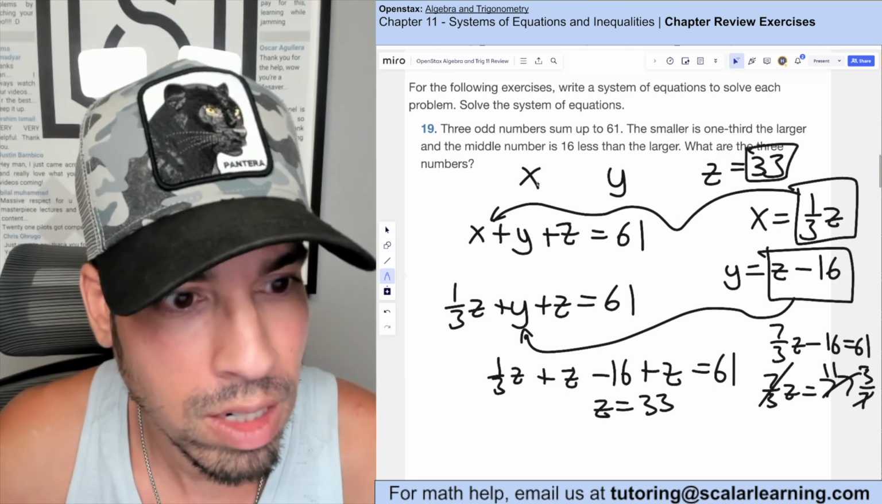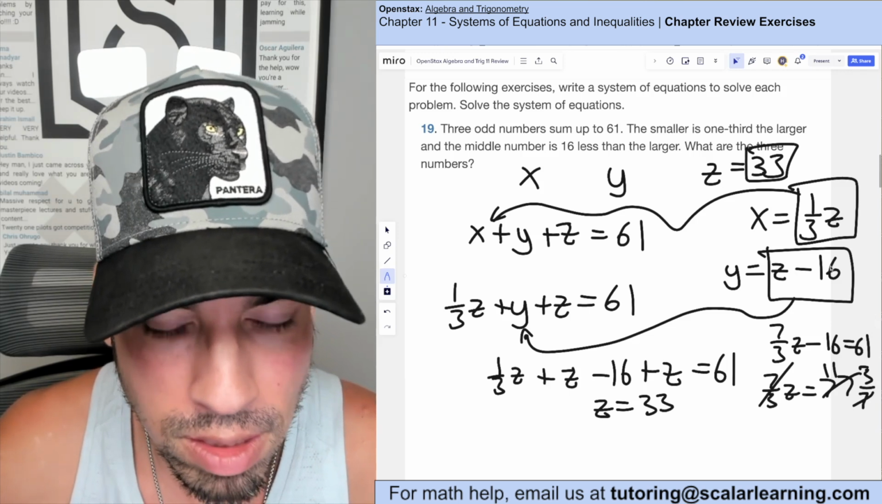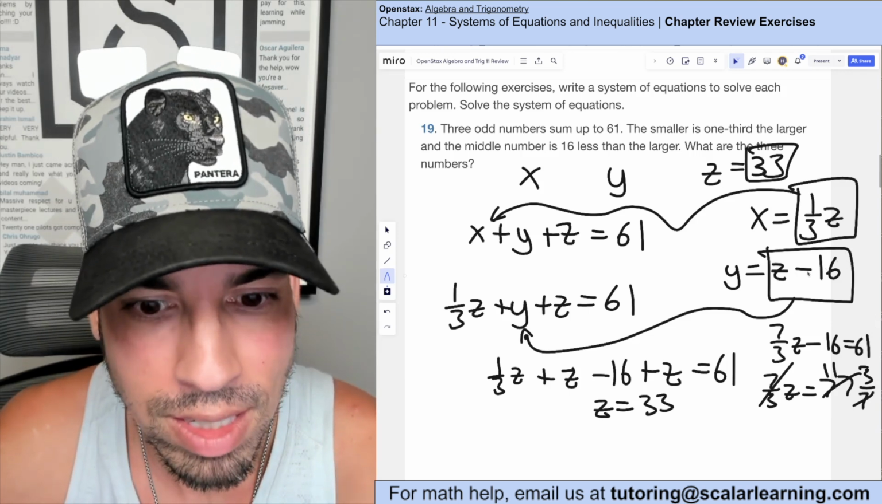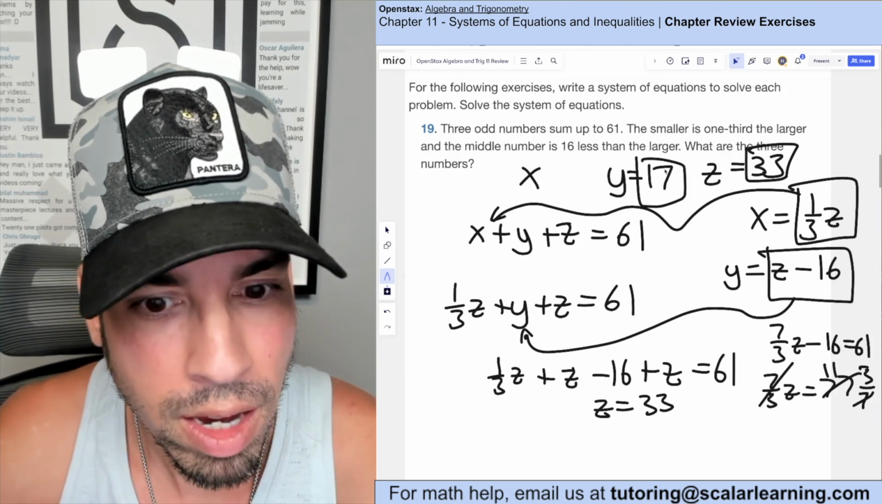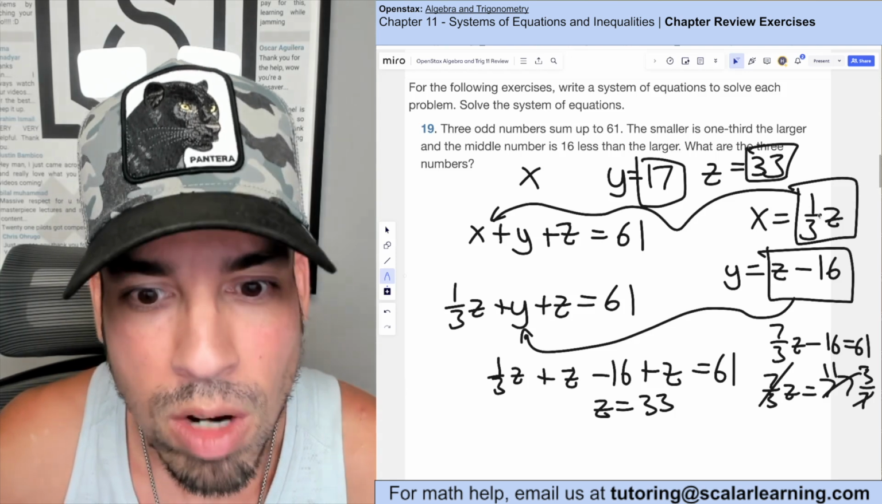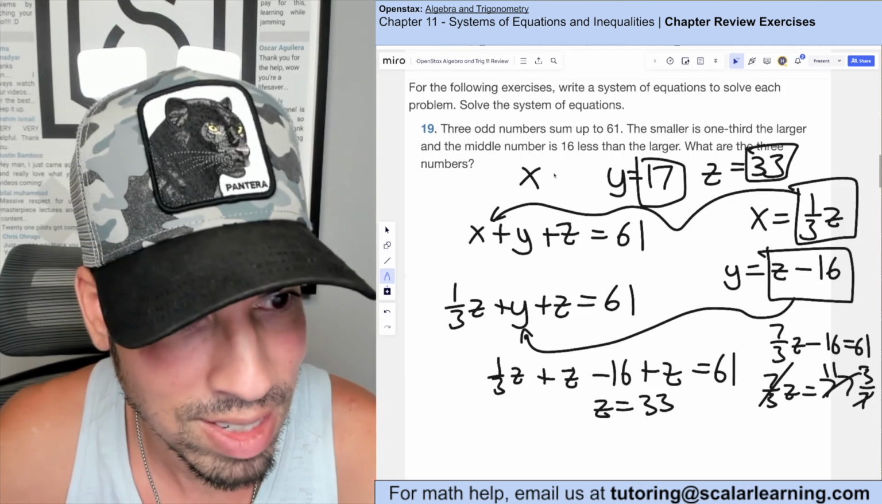Okay, now let's get x and y. So I know that y is z minus 16. So 33 minus 16, that's 17. And again, that's great because that's another odd number. And that's what it said, 3 odd numbers. And last but not least, we're taking 1/3 of z, 1/3 of 33, which gives us x. 1/3 of 33 is 11.